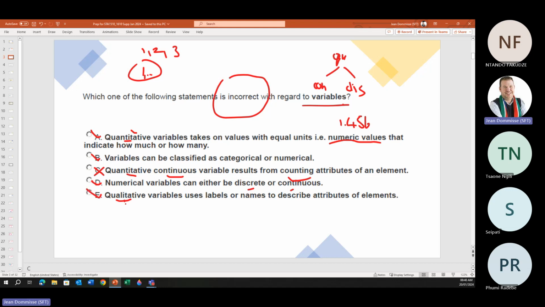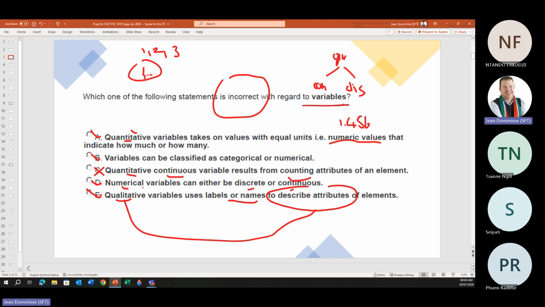So if you look at qualitative, it will describe the attribute. So it will use names and labels. Something like your eye color is a qualitative measurement, something like the color of your hair, which province you live in, all those kinds of things will be a qualitative variable.